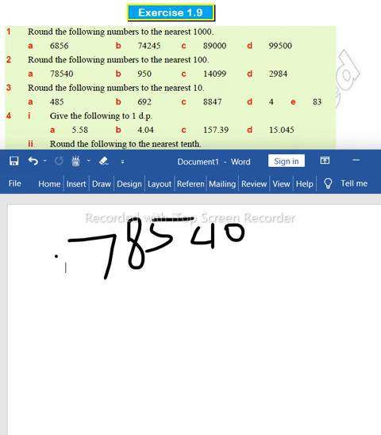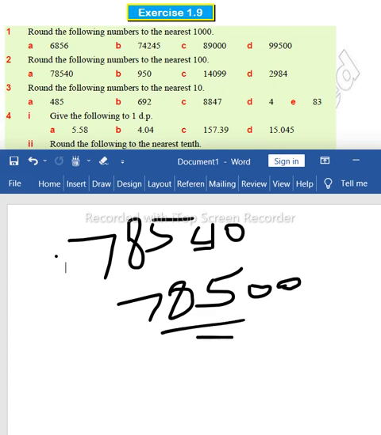We have to round this number simply. As we see, this is 100, so we are asked to round to the nearest 100. This is 10, this is 100, so 4 is less than 5, so we can write this as 85 and put 000 here. So this is the nearest 100 for this question.